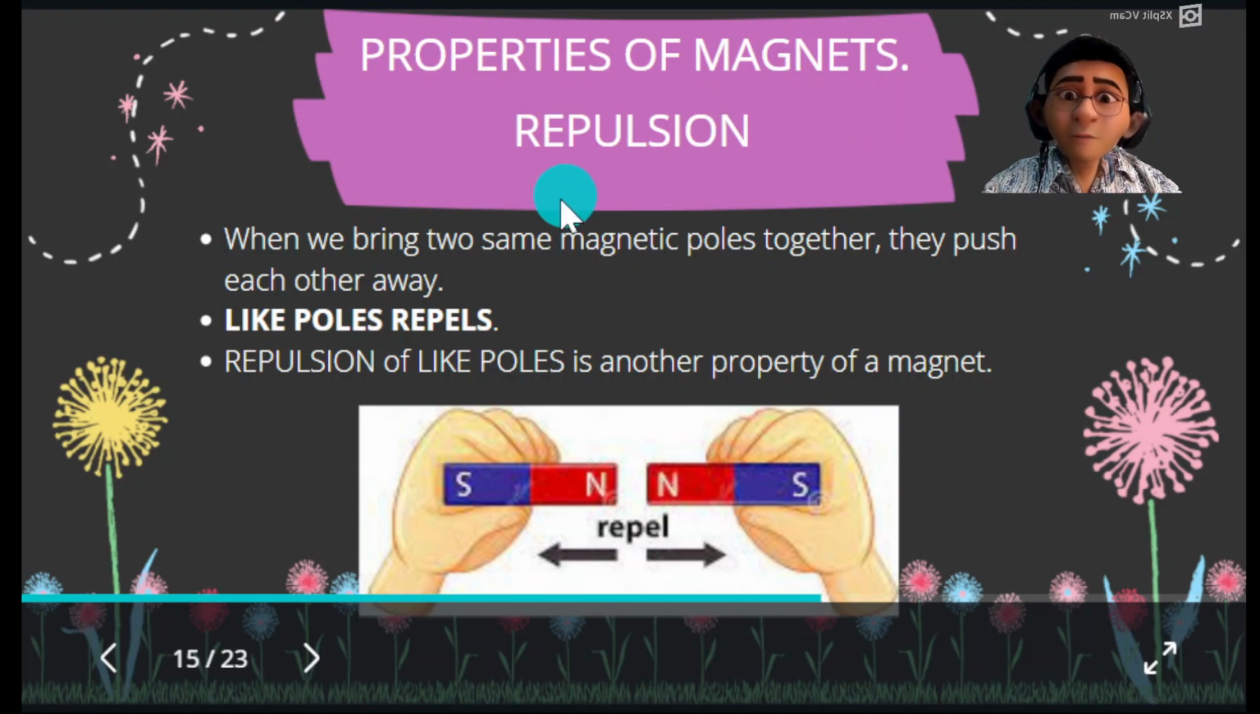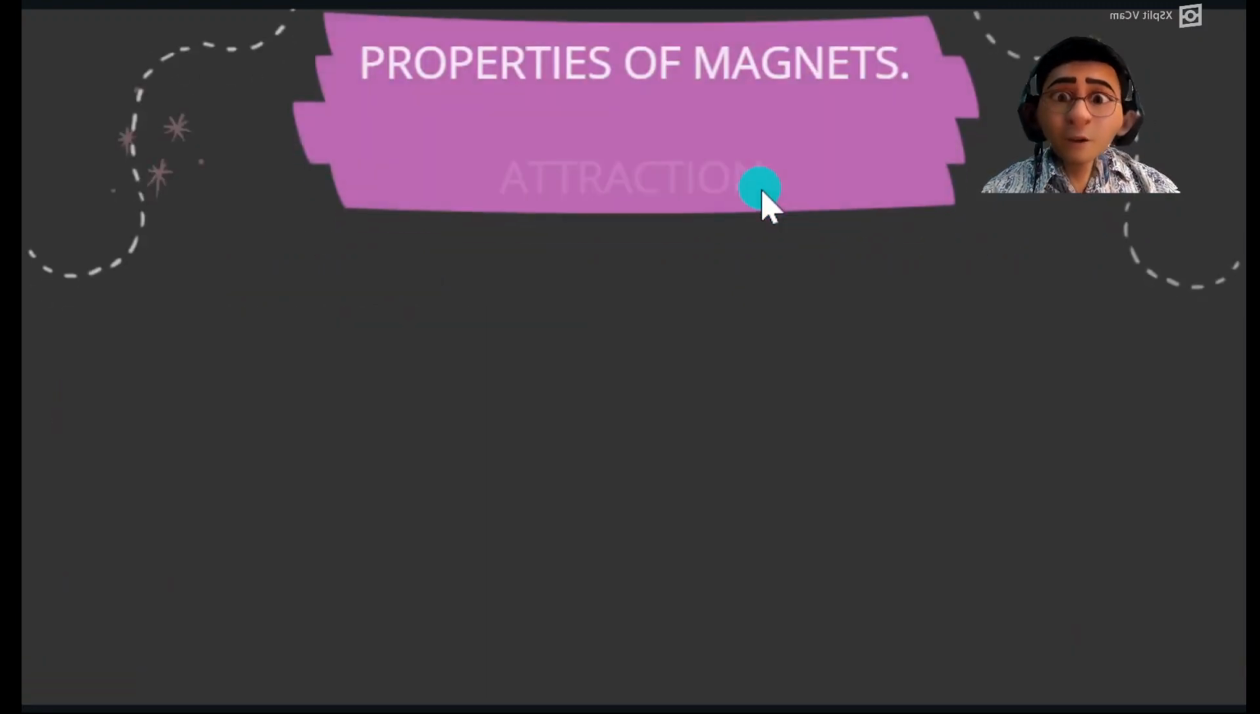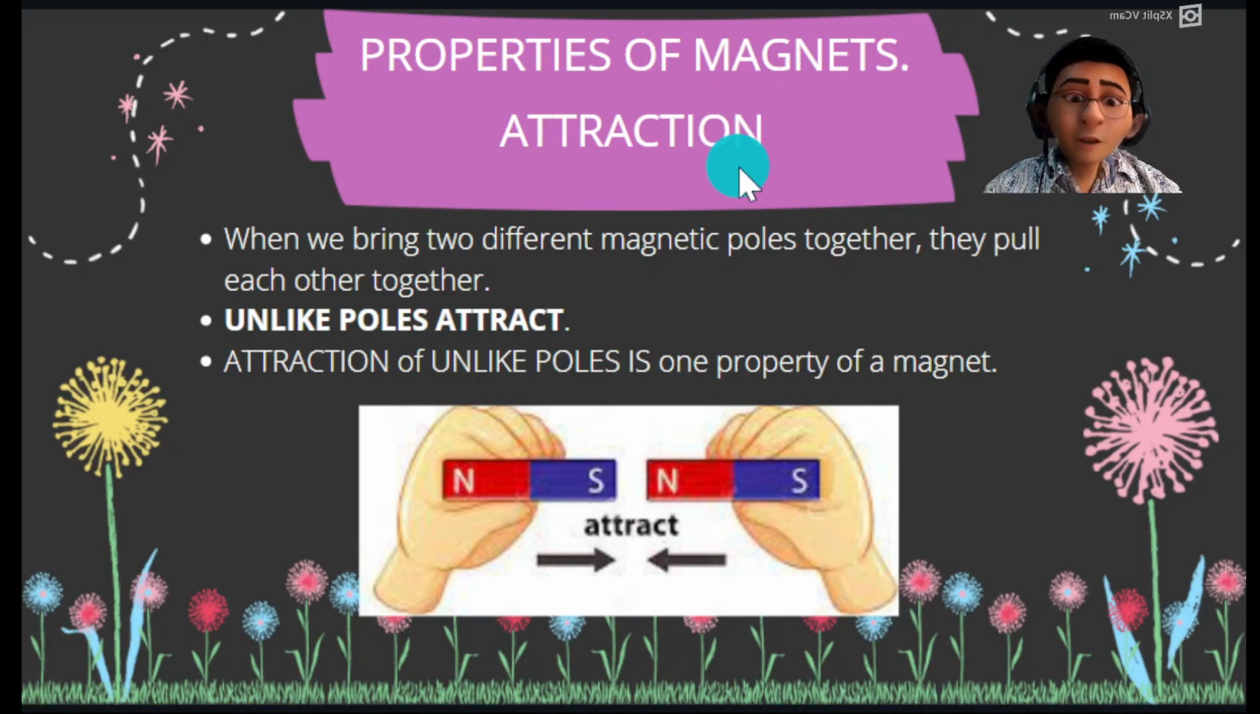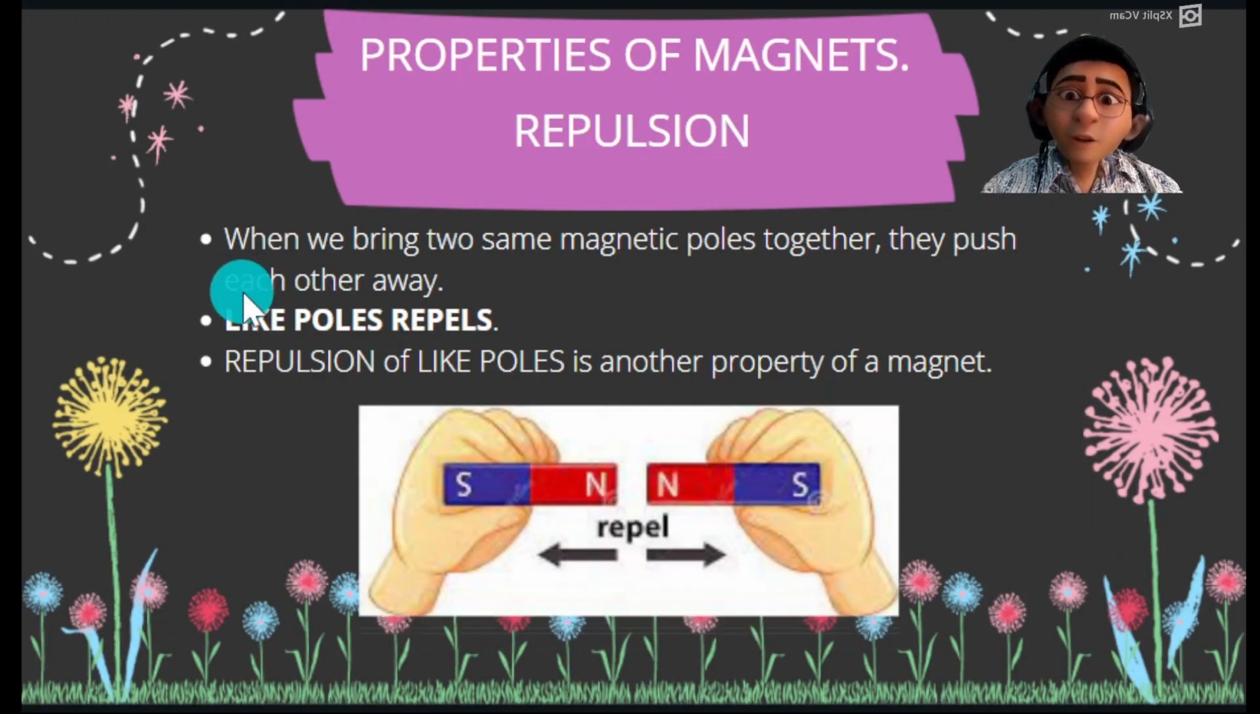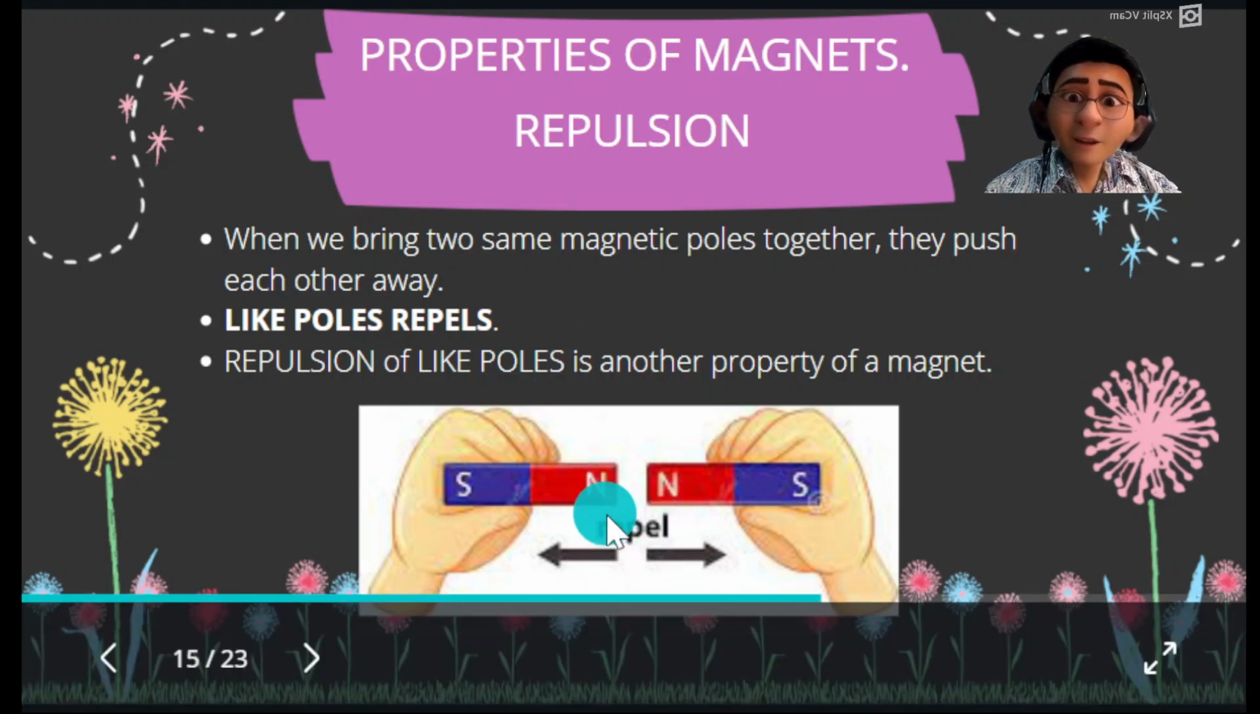Another property of magnets is repulsion. Just now was attraction. Next, repulsion. When we bring two same magnetic poles together, they push each other away. Like poles, we say like poles repel. Repel means tolak, menolak. Like poles repel. So N and N, if you put them closer, they will push each other. It's the same with S with S. They will push each other away.